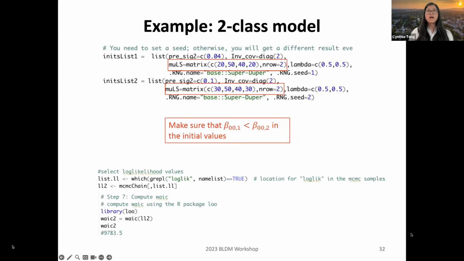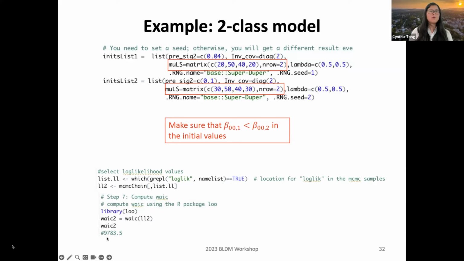Okay, so once we have that, we can just specify initial values. I just give you some additional information, like these are all available on the course website. And then after we have the log likelihood saved, we can just use the loo package to calculate the WAIC values.